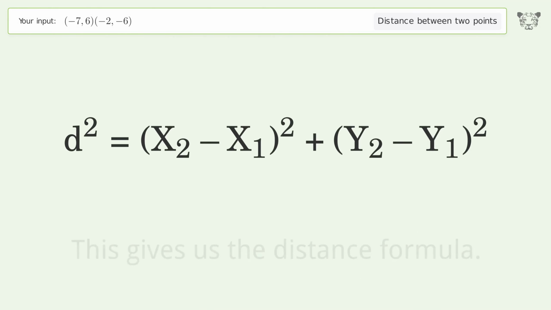x1 equals -7. x2 equals -2. y1 equals 6. y2 equals -6.